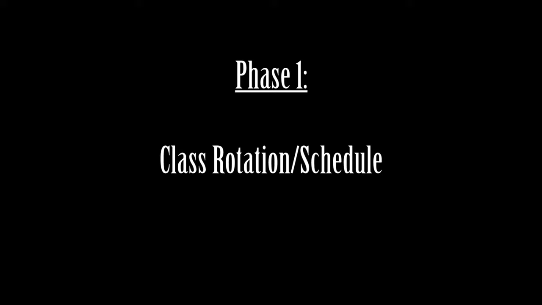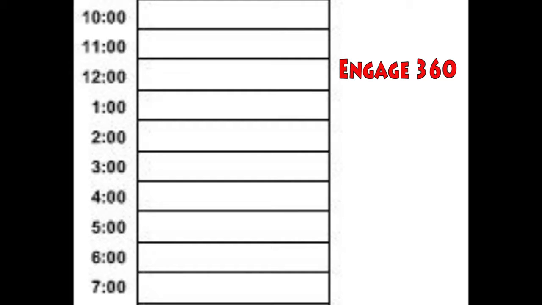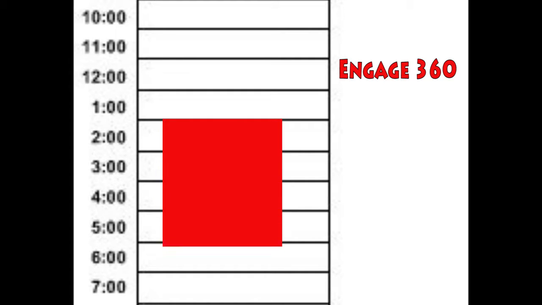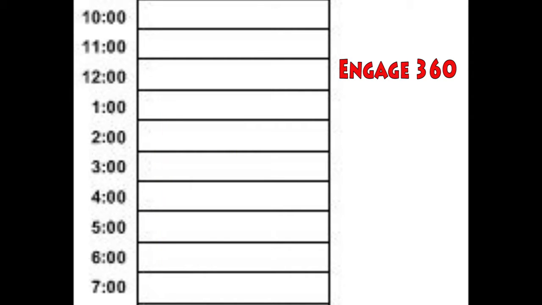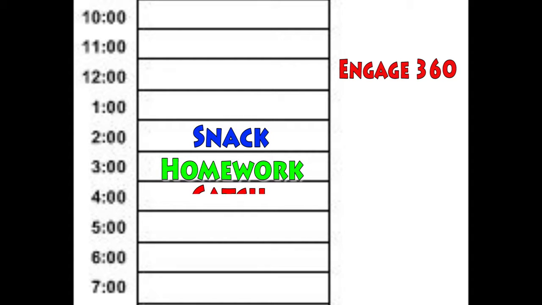Phase 1. Class rotation / schedule. Every school site follows a similar daily class schedule. The Engage 360 after school program only goes from 2 to 6 every day except Wednesday, where the program starts at 1. The daily requirement for a student goes as follows. Every student must get 1 hour of snack, homework, catch/physical activity, and enrichment.